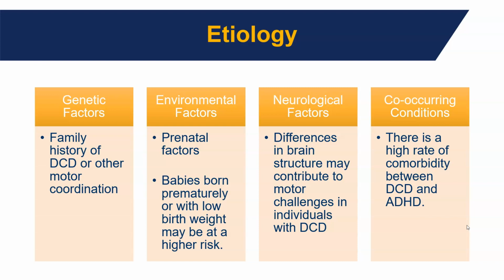Research does suggest that differences in brain structure and function may contribute to motor challenges in individuals with DCD, affecting the neural pathways involved in motor coordination and planning. And then finally, co-occurring conditions. There is a high rate of comorbidity between DCD and ADHD. Actually, it's 41% of these two co-occurring together. The challenges that are associated with ADHD, attention, impulse control, and executive functioning can further impact motor coordination.